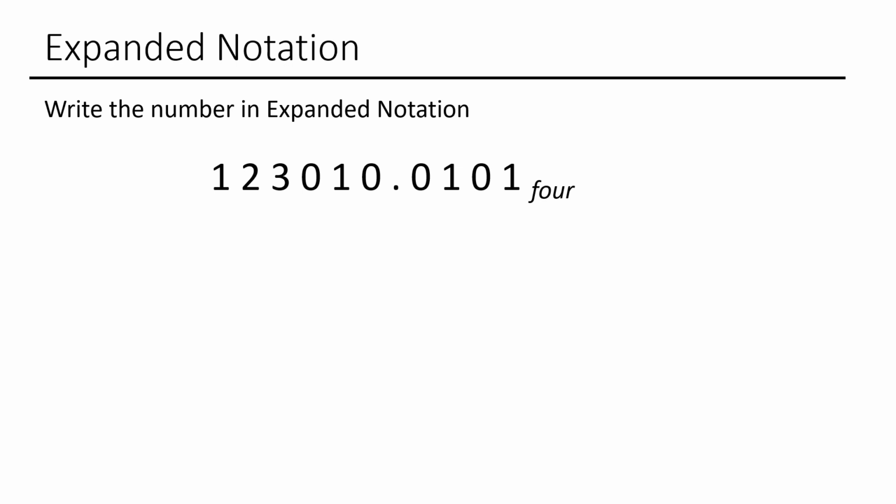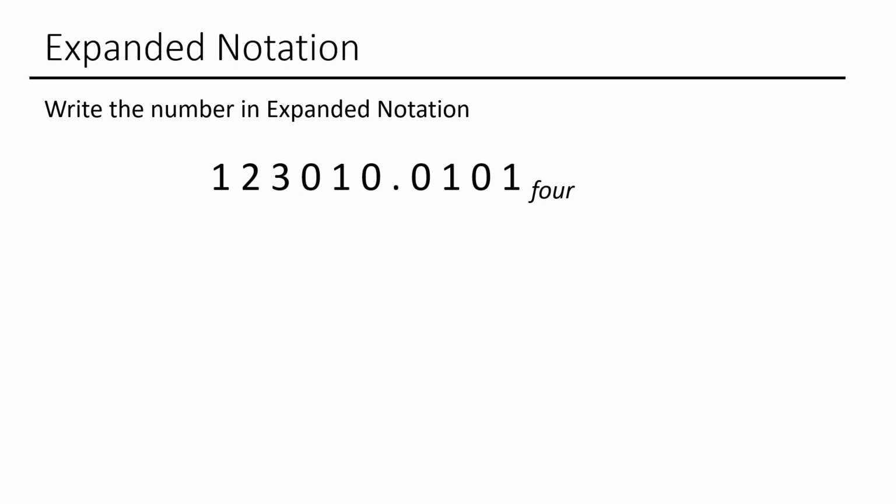Okay, so now we have a pretty ugly number here in base 4, and we want to write this number in expanded notation. So the first thing I want to note here is there are several zeros here. I actually like seeing zeros because that means that I don't have to deal with those. And so in a few minutes here, those are going to be my friends.